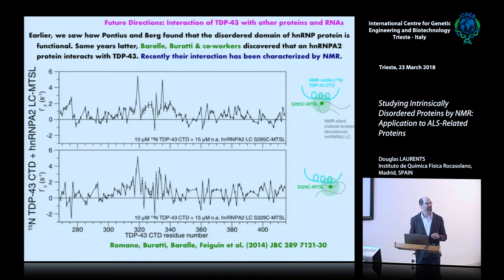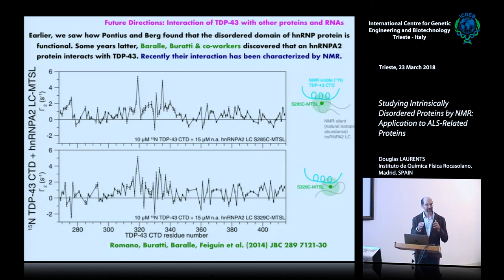I could have one or two more minutes just to mention what could be future directions for this work. At the beginning of the talk, we saw a paper by Pontius and Berg, who discovered the concept of disordered domains in a protein called HNRMP protein. And some years later, work from this laboratory showed that the same protein interacts with TDP43. And recently, this interaction has been characterized by NMR.